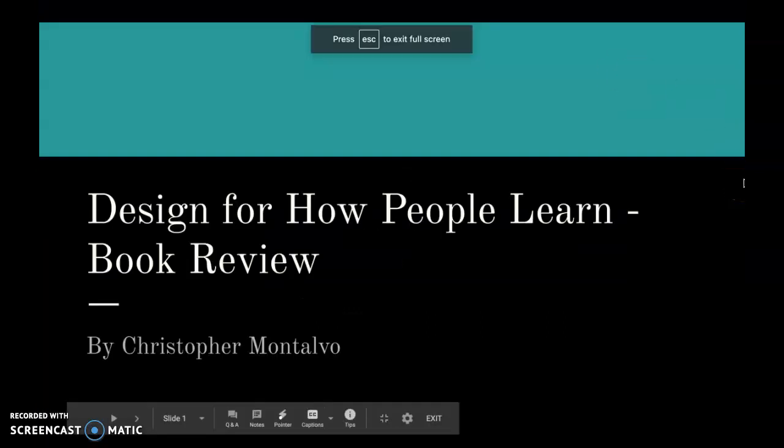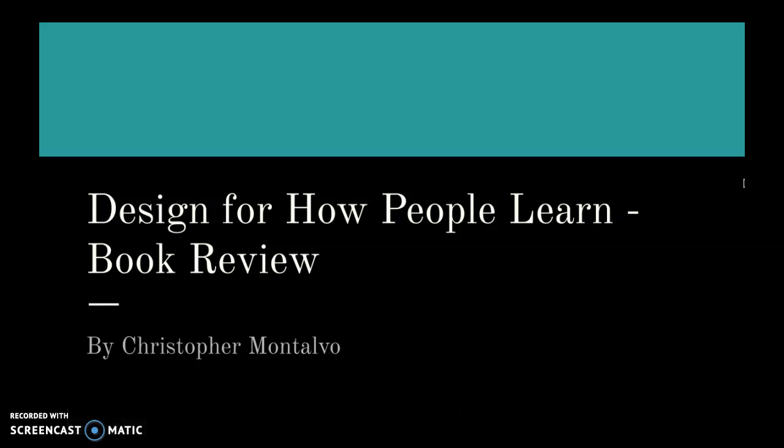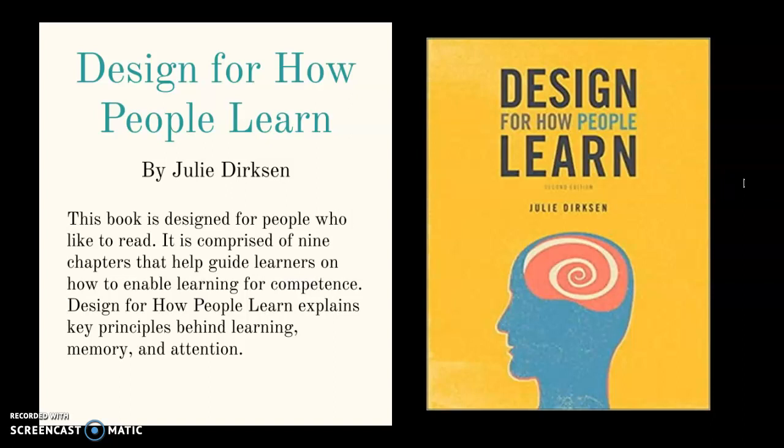This is Design for How People Learn book review by Christopher Montalvo. Design for How People Learn by Julie Dirksen. This book is designed for people who like to read, first and foremost. It is comprised of 9 chapters that help guide learners on how to enable learning for competence. Design for How People Learn explains key principles behind learning, memory, and attention.